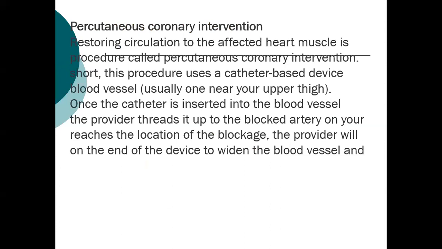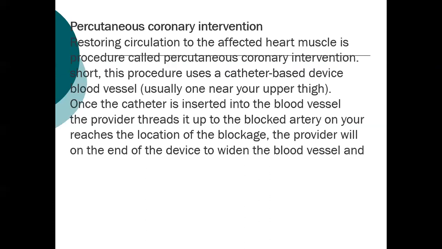PCI. We usually restore the circulation to the affected heart muscle. The procedure is called PCI, percutaneous coronary intervention, for short. We use a catheter. We go through the blood vessel of the artery, usually the femoral artery or the radial artery. Once the catheter is inserted, we thread it through the artery all the way to the coronary area. We push a dye. We see where the blockage is, and we calculate how big the blockage is.